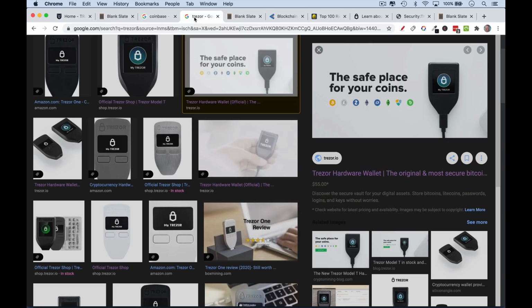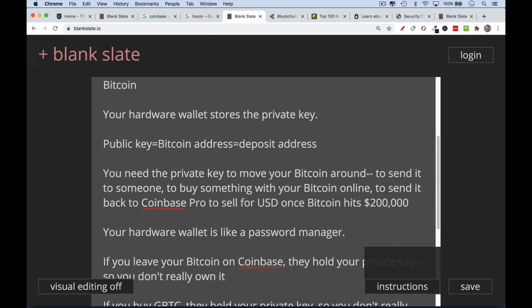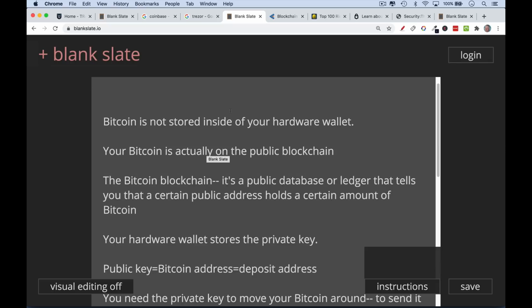So I'm always getting this question, where's my Bitcoin actually stored? Not my Bitcoin, but your Bitcoin if you put it on a hardware wallet. And so I thought I'd make a video about that because it's a little bit counterintuitive. What a lot of people don't realize is that your Bitcoin is not actually stored inside of your Trezor or other hardware wallet. Your Bitcoin actually stays on the public blockchain.